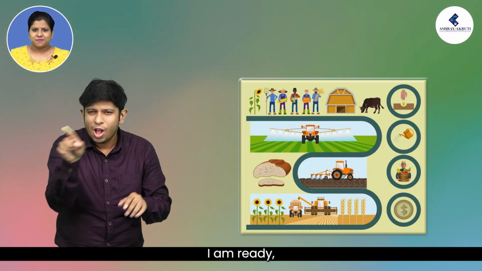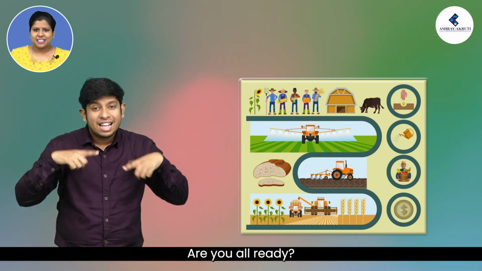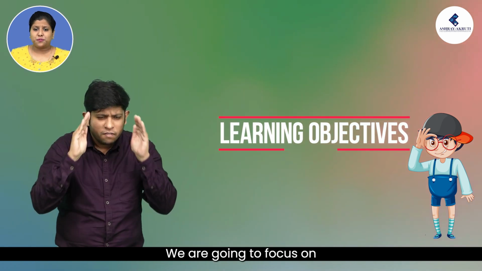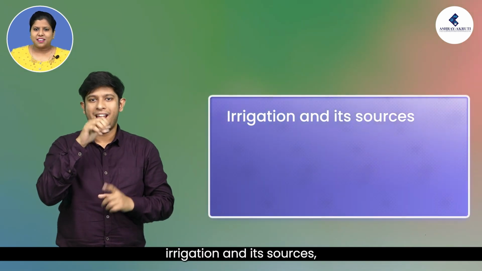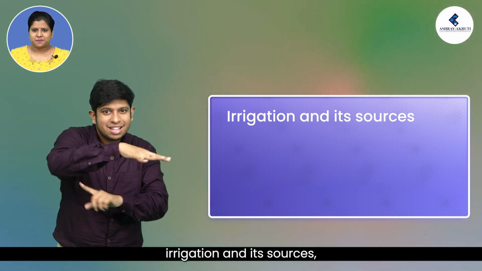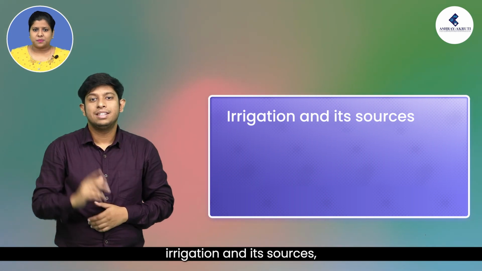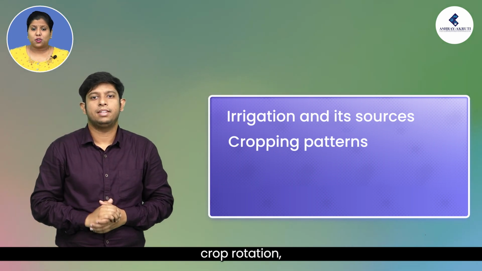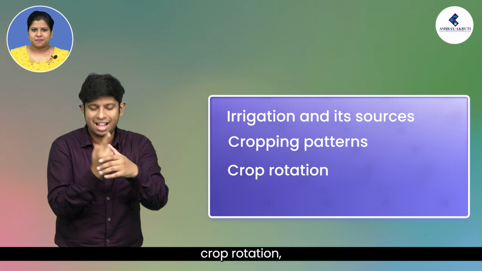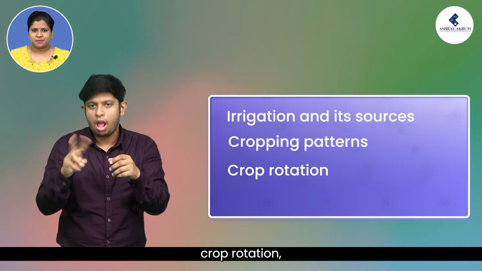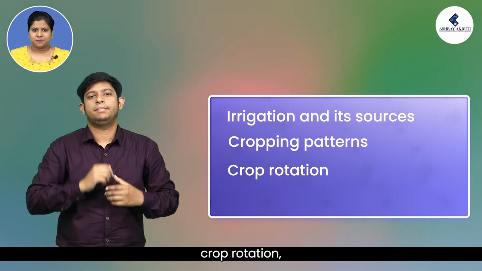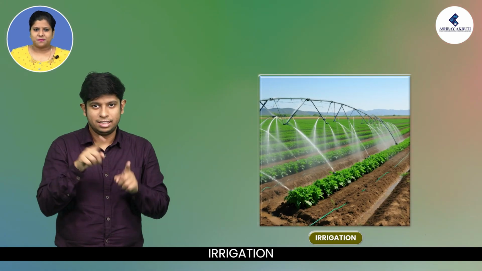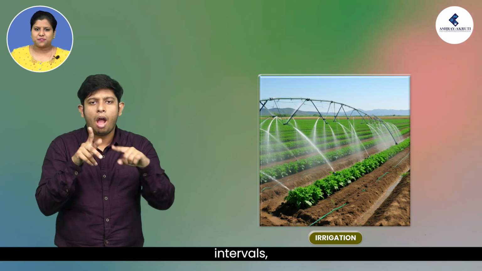I am ready. Are you all ready? Let's start with learning objectives. We are going to focus on irrigation and its sources, cropping patterns, crop rotation, and crop protection management. Keywords: irrigation, watering the crops at regular intervals.